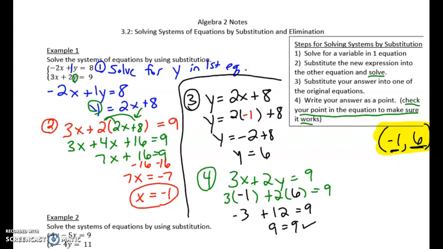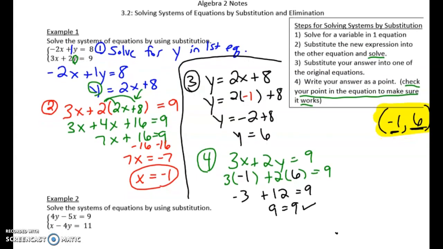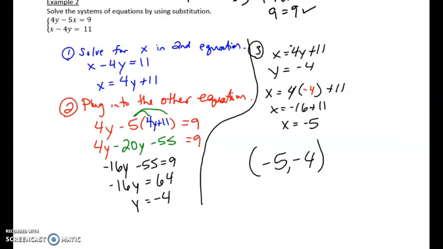All right, let's go down to example 2, and then why don't you go ahead and pause the video and see if you can solve it. All right, so example 2 should end up being negative 5, negative 4. If you did not come up with that answer, you might check over here when you distributed the negative 5. A lot of times there's an error with that step because we have to take negative 5 times 4 and negative 5 times 11. So just check that step.